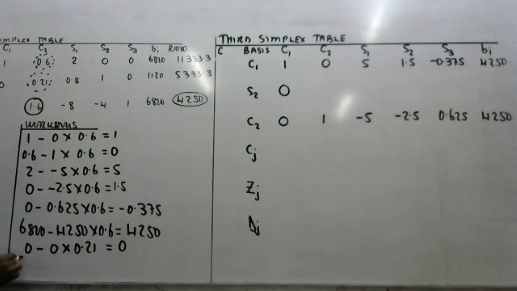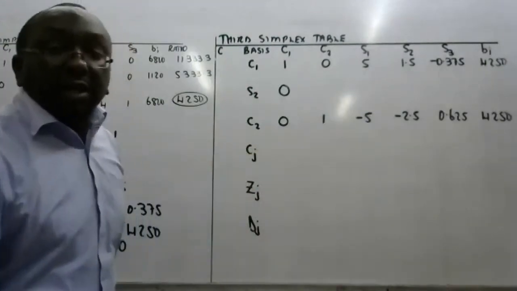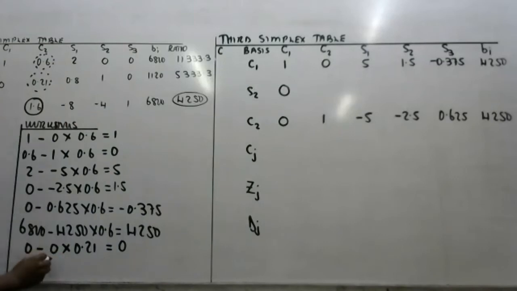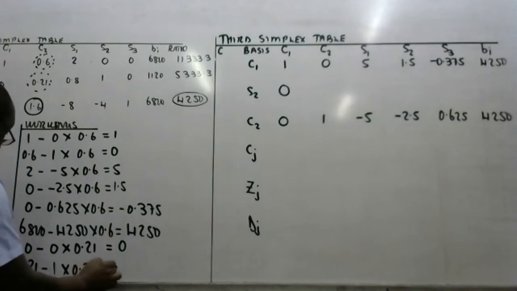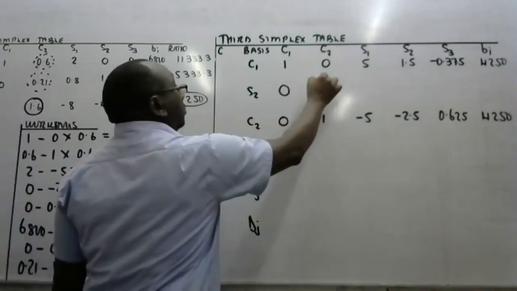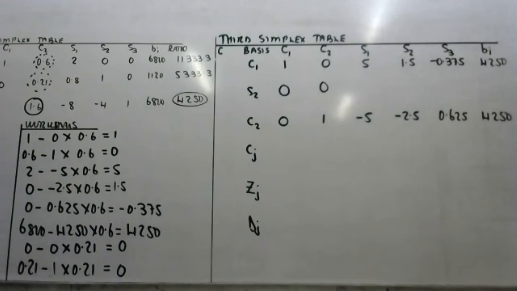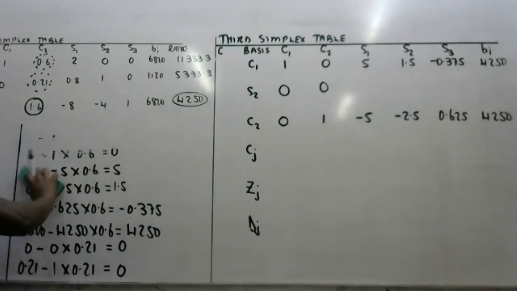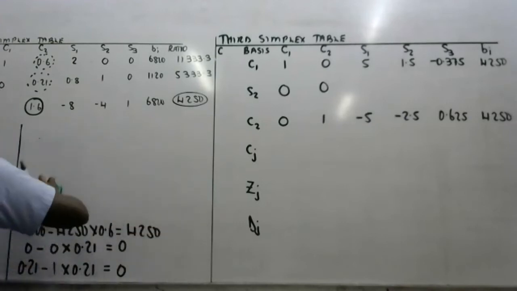The next one is 0.21 minus 0.21. No, the corresponding here is 1. The corresponding in the new row is 1, but times the balancing figure 0.21. That is still 0. That's all. Then we proceed.